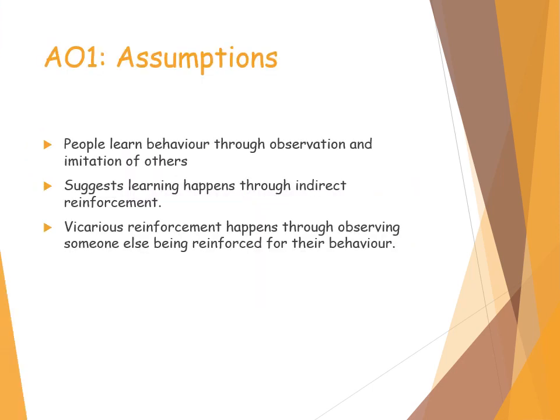The assumptions are that people learn behaviour through observation and imitation of others. Learning happens through indirect reinforcement. So people aren't directly reinforced. They're not given rewards themselves. And this can happen through vicarious reinforcement, which is where you observe someone else being reinforced for their behaviour. So you're more likely to copy that behaviour because they have been rewarded for it.